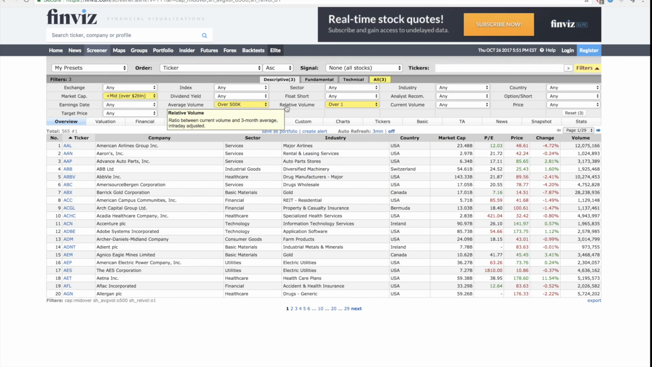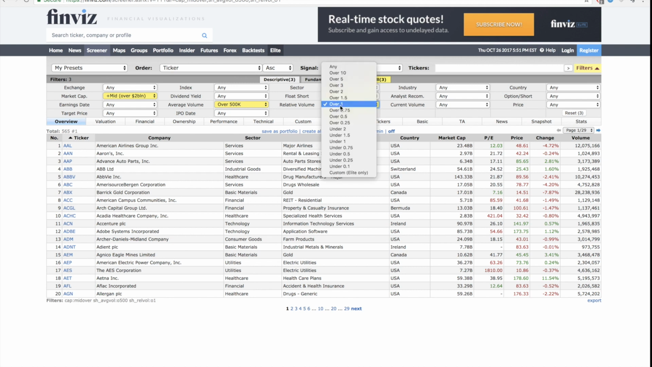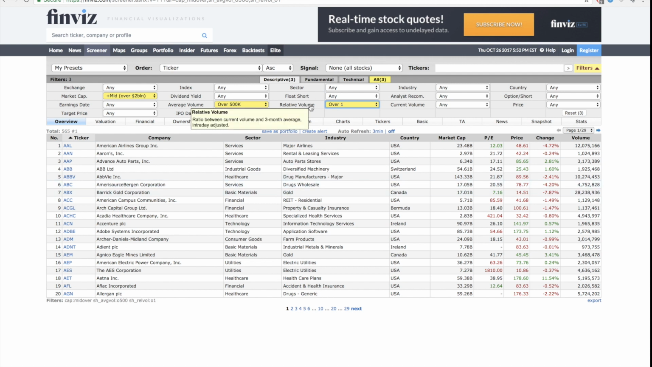Relative volume is simply a measure of how popular the stock is becoming. The numbers represent how many times more volume is being traded compared to its regular volume. So with this example, if it has a relative volume of 1, it just means that the stock is trading 1 times its average or regular volume. So after you pick the relative volume, over 1 meaning it's trading 1 times higher than its normal volume.